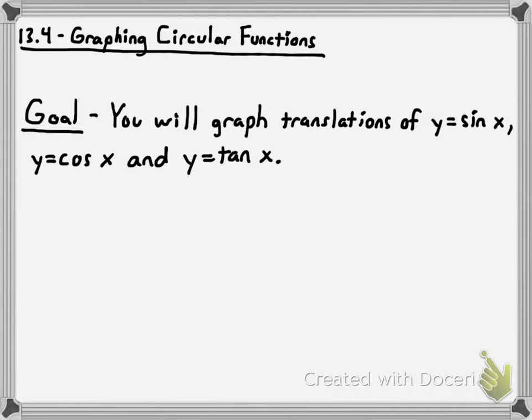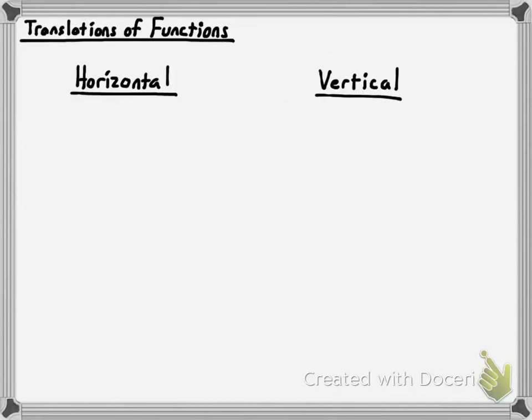What we're going to do in this video is examine what happens when you start translating those different graphs. So we're going to graph translations of y equals sine x, y equals cosine x, and y equals tangent x. To begin, I want to remind you of what we learned back in Chapter 1 about how you manipulate the equation of a function in order to translate it either horizontally or vertically. So consider a function f of x, and we'll say that's our parent function.